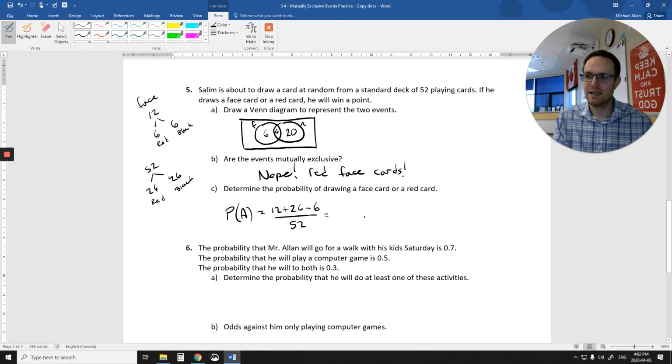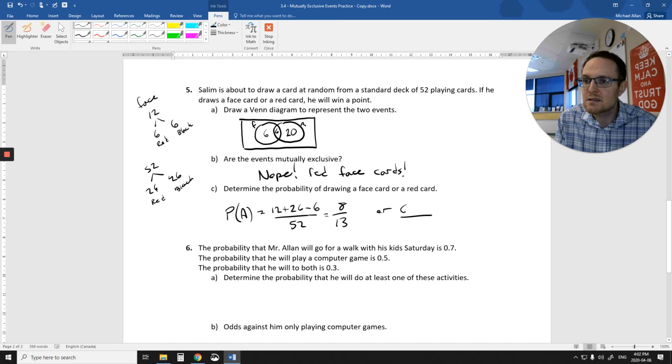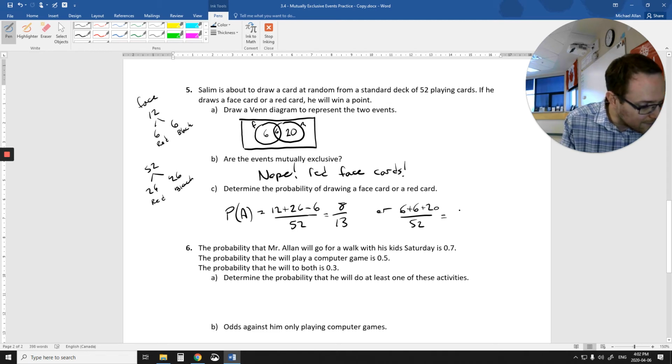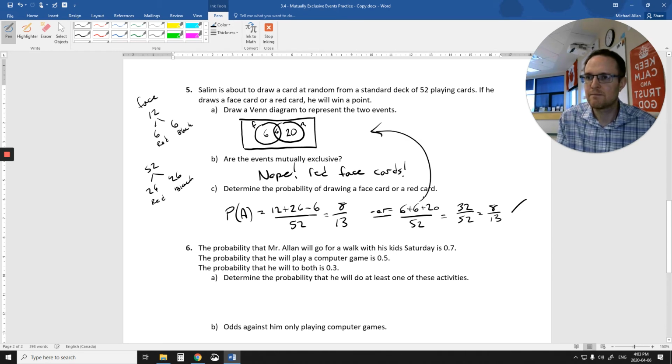Math, enter, and I get 8 over 13. I can also just go to the circle here and say, okay, at the top here, I have 6 plus 6 plus 20 over 52, which ends up being the same thing. It ends up being 32 over 52, which reduces to 8 over 13 again. So they both do the same thing if I use the Venn diagram or not. All right. Or I could just use the formula.